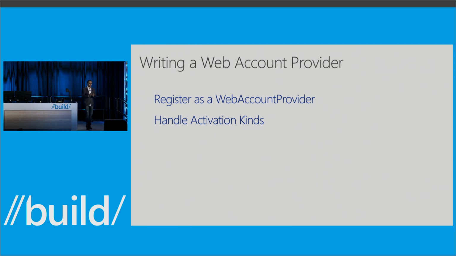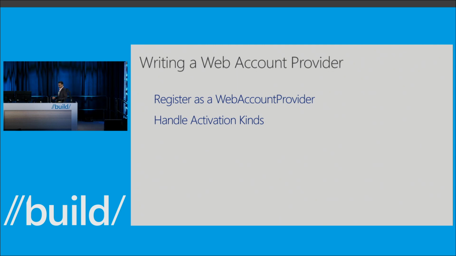So there are two main classes of these activation kinds. One is in the foreground. That is, the web account provider's app comes up. And a great example of that is request token async. That might require a user to authorize or authenticate.